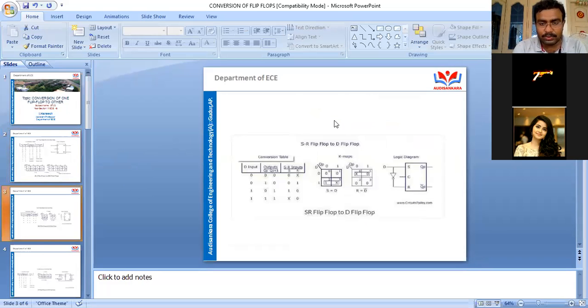Initially, since we are converting SR into D flip-flop, you consider the D flip-flop's truth table. Since I have D as a single input, you consider 4 combinations: 0 0, 0 1, 1 0, and 1 1 in the place of your input and present state, guys. You already know that D flip-flop is nothing but a data flip-flop or delay flip-flop. Whatever input you are giving will be directly taken at your output. 0, 0, 1, 1 is available in the input, and the same 0, 0, 1, 1 you can see at your output, guys.